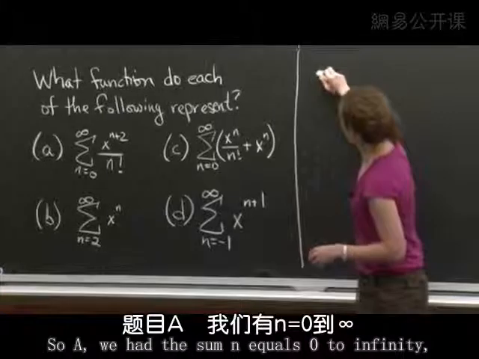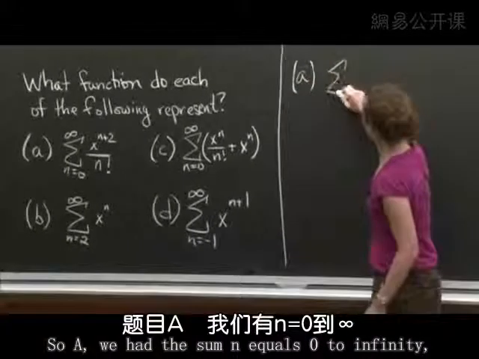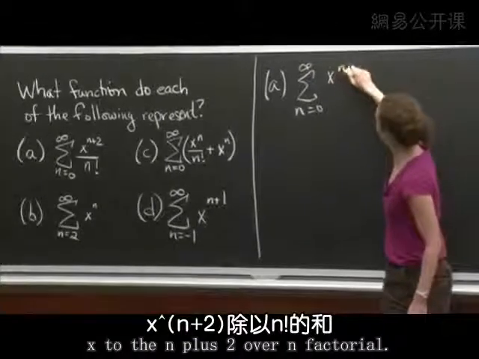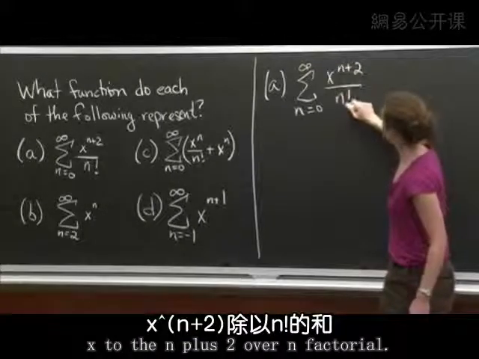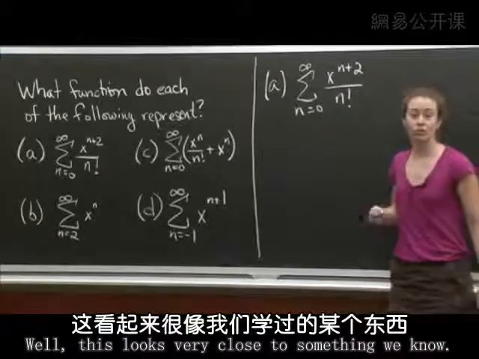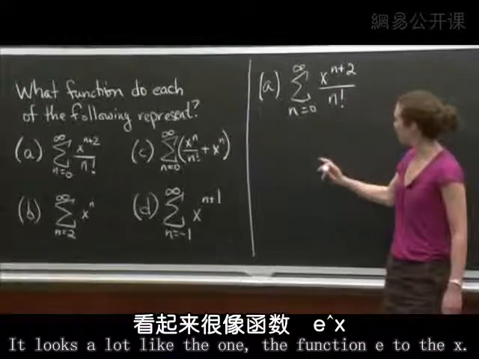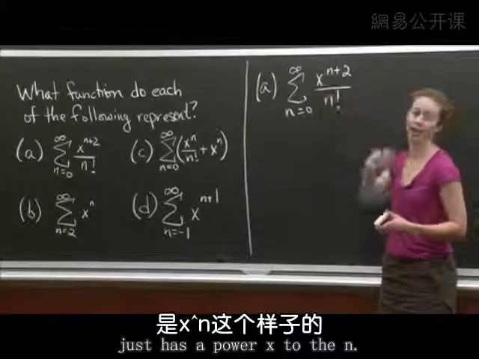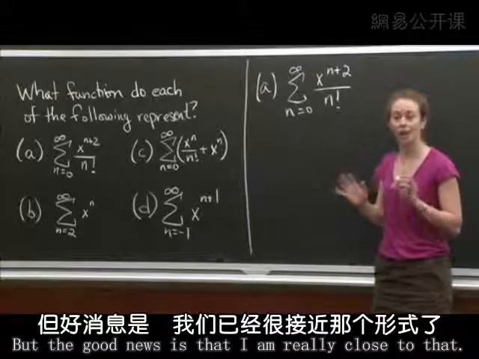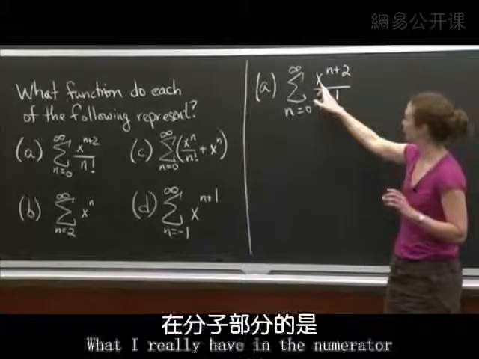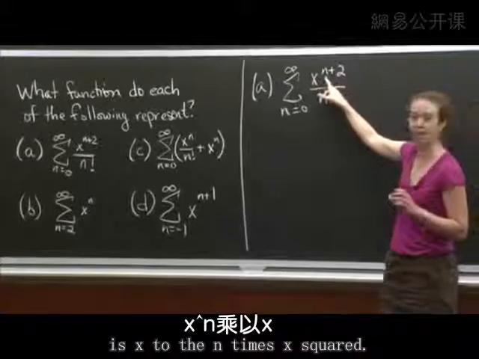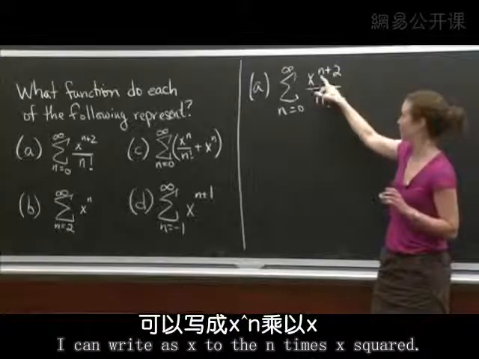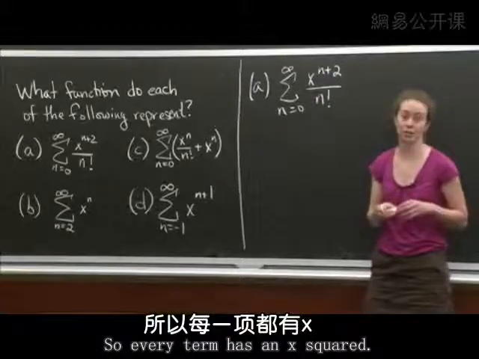So a, we had the sum n equals 0 to infinity, x to the n plus 2 over n factorial. Well, this looks very close to something we know. It looks a lot like the function e to the x. The difference is that e to the x just has a power x to the n. But the good news is that I'm really close to that. What I really have in the numerator is x to the n times x squared. Because this x to the n plus 2 I can write as x to the n times x squared. So every term has an x squared.